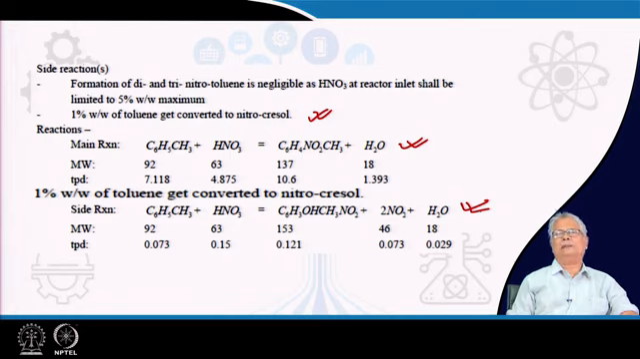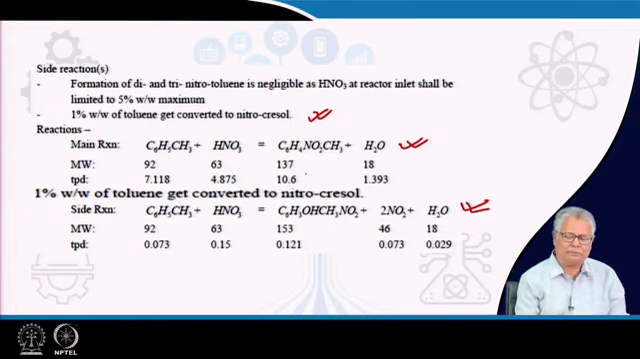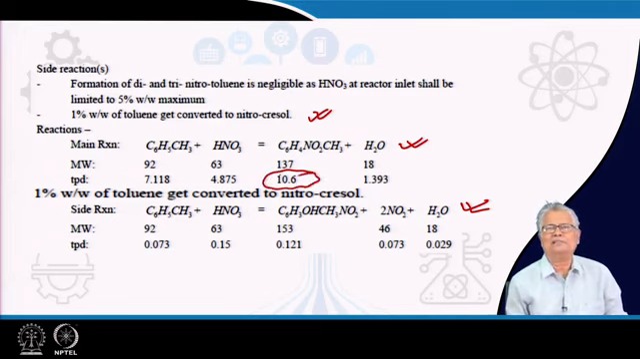This is nothing but plain stoichiometric calculations. You will see that instead of producing 10, the reactor is expected to produce 10.6 tons of mononitrotoluene.